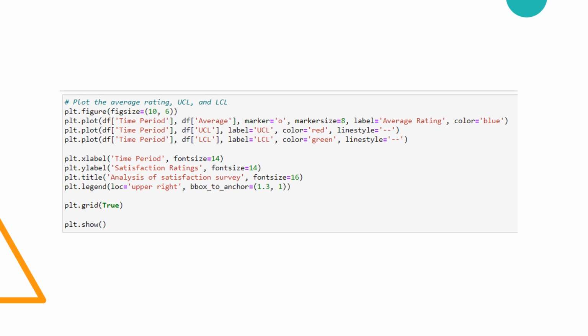plt.figure is to initialize new plot with width of 10 inches and height of 6 inches. Time period is taken on x-axis, satisfaction rating is taken on y-axis, and the average rating, upper control limits and the lower control limits were plotted. The title and legend was added, and the grid is also added to make the plot easier to interpret. Finally, plt.show displays the plot.